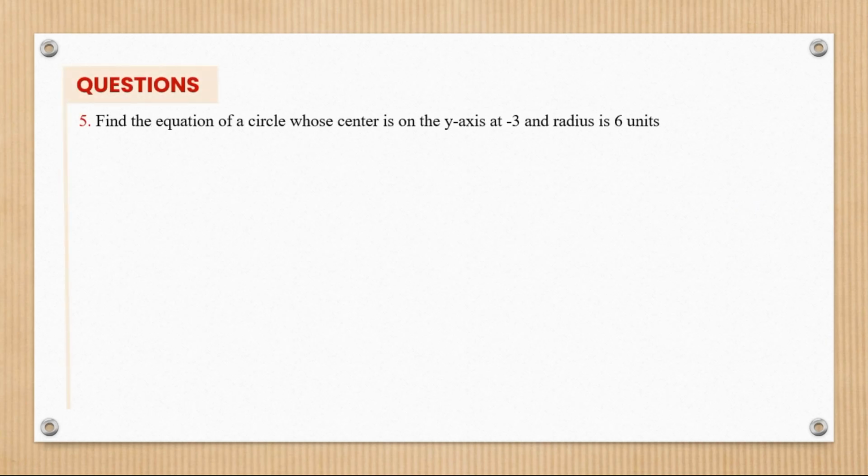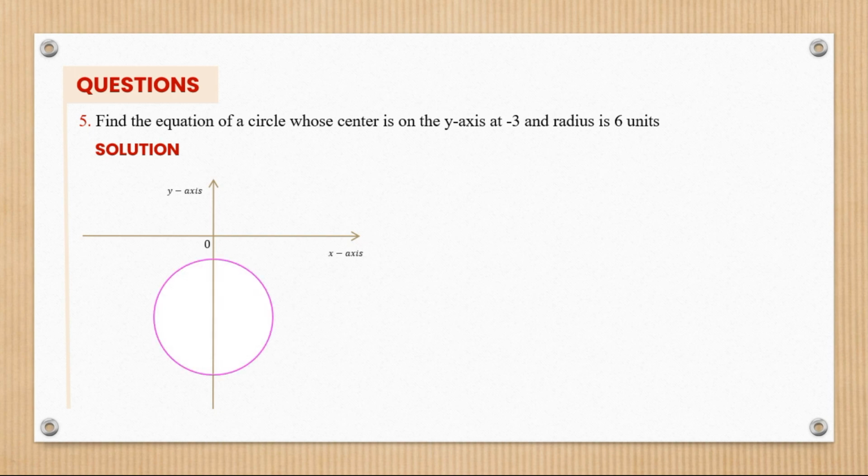Question 5. Find the equation of the circle whose center is on the y-axis at -3 and the radius is 6 units. So now where is the y-axis negative? It means that we are going to be in the negative region of the y-axis. That is right here. So the center is on the y-axis where it's -3. So now I can also see that the x-coordinate of the center shall be equal to 0 at that point. Now the radius we've been told is equal to 6.